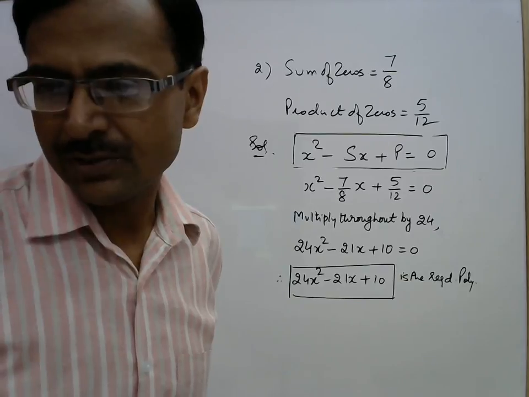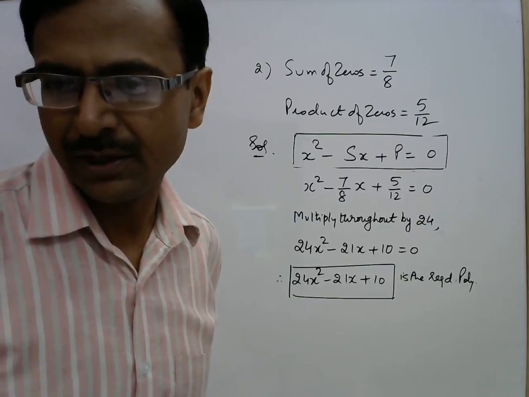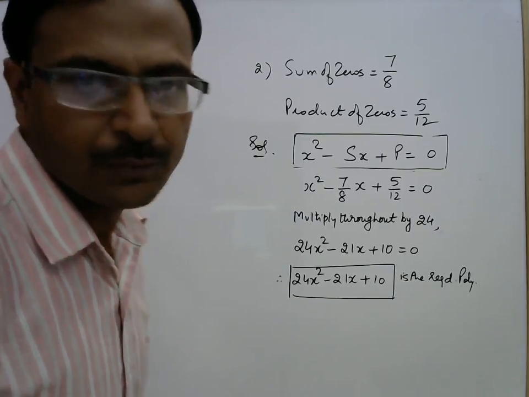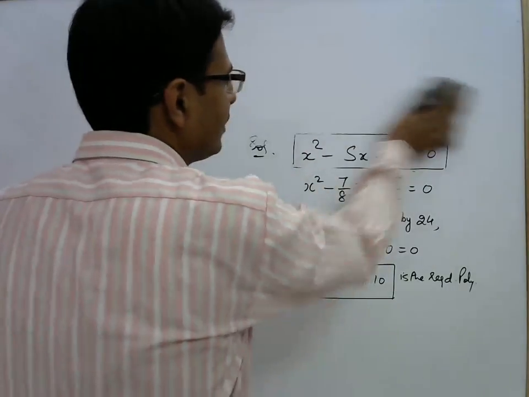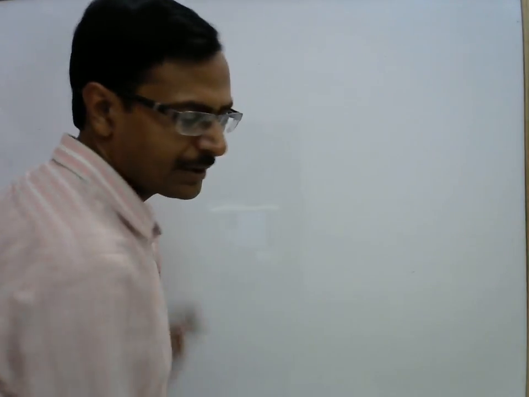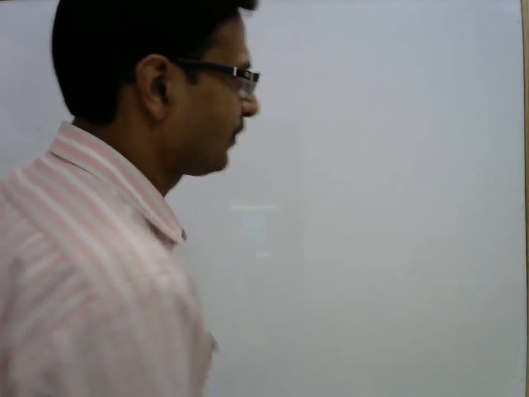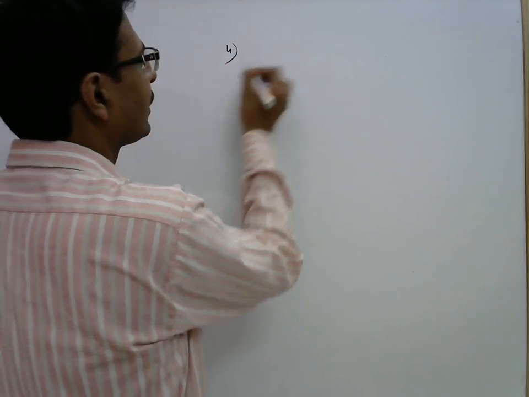Mandeep, well done. 24x square minus 21x plus 10. Very good. Okay, now we will have one more question in which the zeros are given. Here the sum and product of zeros was given. Now two more steps will be added to the question. Now see, this is question number 4.